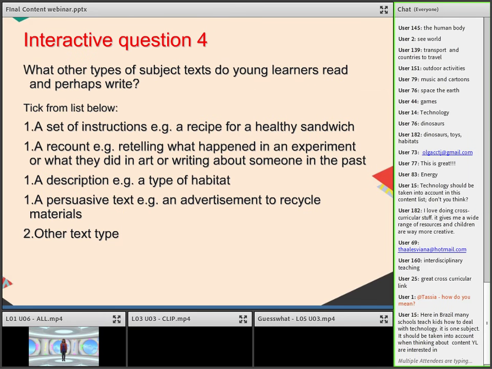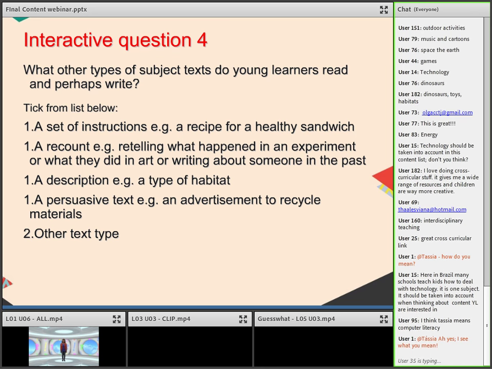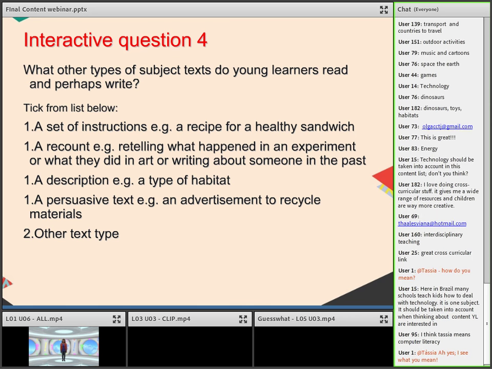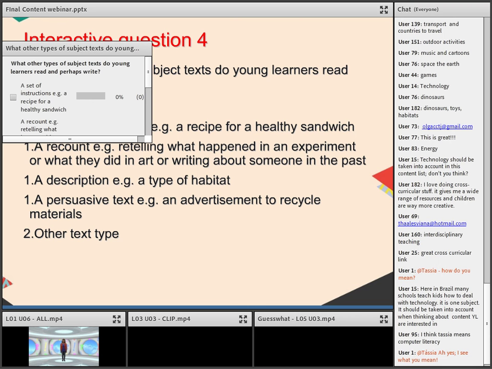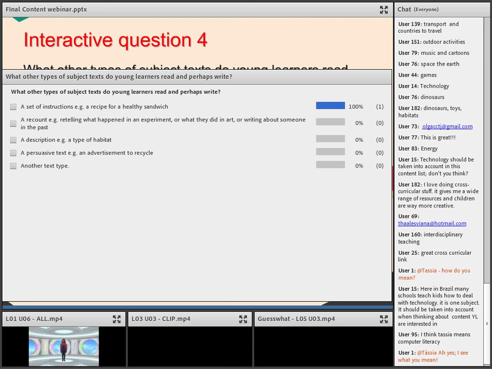Our fourth question for you is that you saw an example of an explanation from geography and a description from history, but what other types of non-fiction texts do your young learners read and perhaps write when learning about school subjects? So tick in the poll any example that your pupils have read or written, or add another example in the text box which they're familiar with.